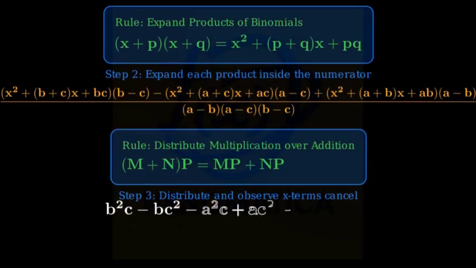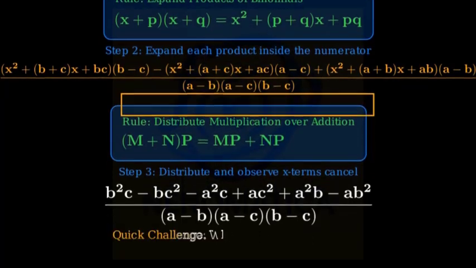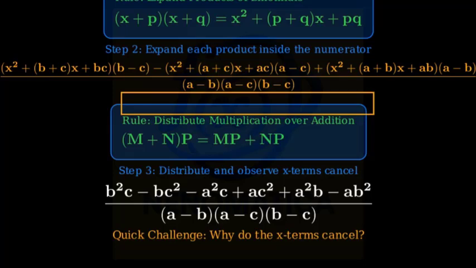Notice something elegant. The coefficients of x squared and x cancel out completely, leaving only constant terms in a, b, and c. Quick challenge. Why do the x terms cancel? Hint. This is a classic symmetric identity connected to interpolation and the Vandermonde structure.